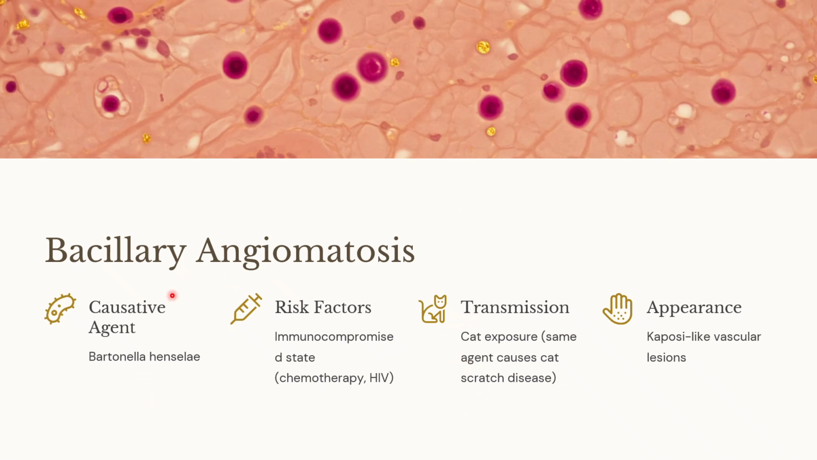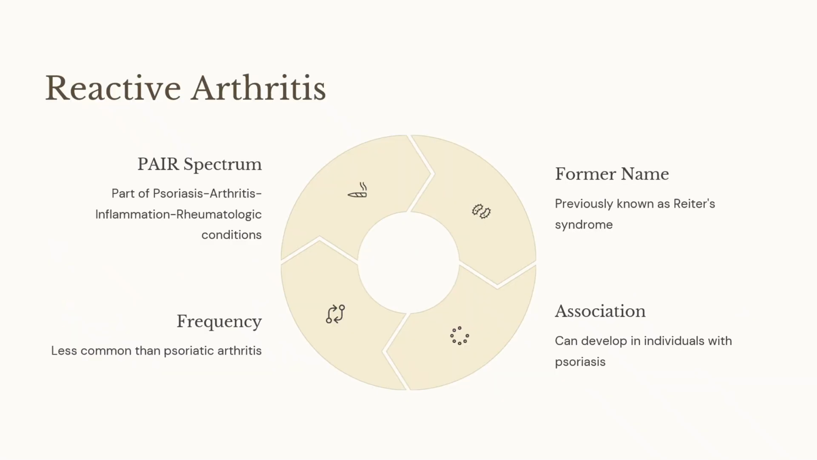So the same agent which causes cat scratch disease, Bartonella henselae, is the one which results in Bacillary angiomatosis. In normal patients who are not immunocompromised, due to cat scratch disease or entry of the Bartonella henselae, there will be a small papule at the scratch. But in immunocompromised patients, it will present with Bacillary angiomatosis, serving as a differential diagnosis for Kaposi sarcoma.